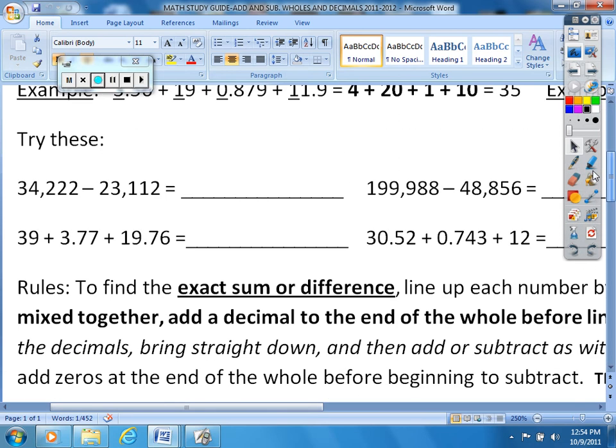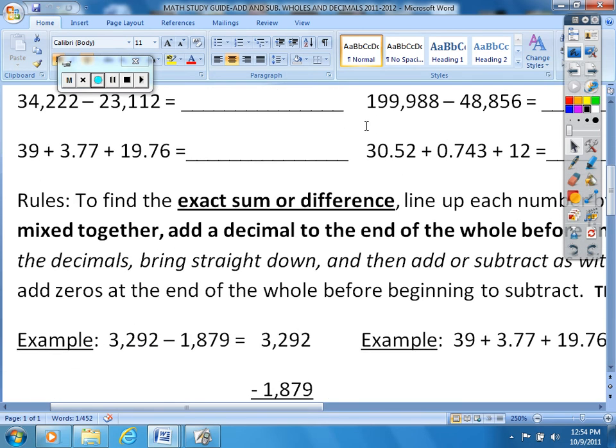All right, now let's do this problem right here. I'm going to work right below it again. I'm estimating 39 plus 3 7/77 plus 19 76. This is where students mess up, and you're going to see that in just a moment.